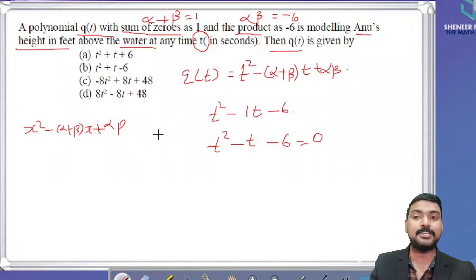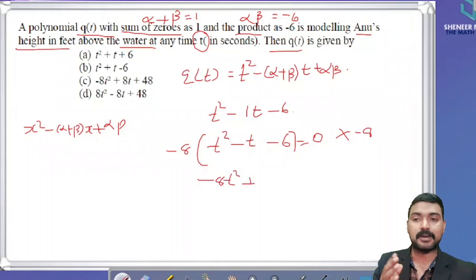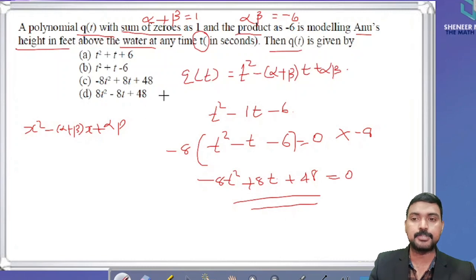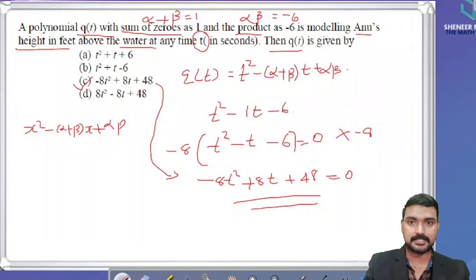But we know that 8 into the format is there, minus 8 into the format is there. So we can multiply minus 8 on both sides. So minus 8 into t square is minus 8t square. Minus 8 into minus t is minus into minus plus 8 into t, 8t. Minus 6 into minus 8, minus into minus plus 8 into 6, 48. So we got the answer minus 8t square plus 8t plus 48. So my dear students, we got the equation which is given in option C, minus 8t square plus 8t plus 48, which is the right answer.